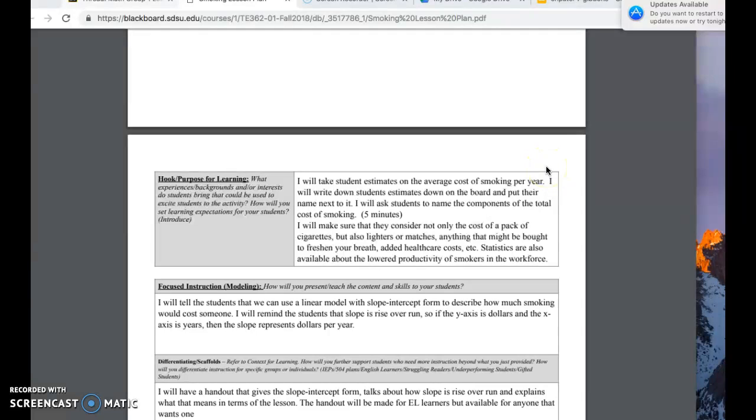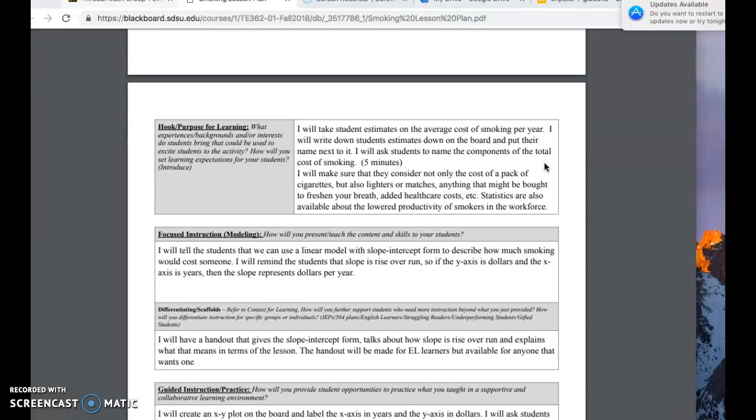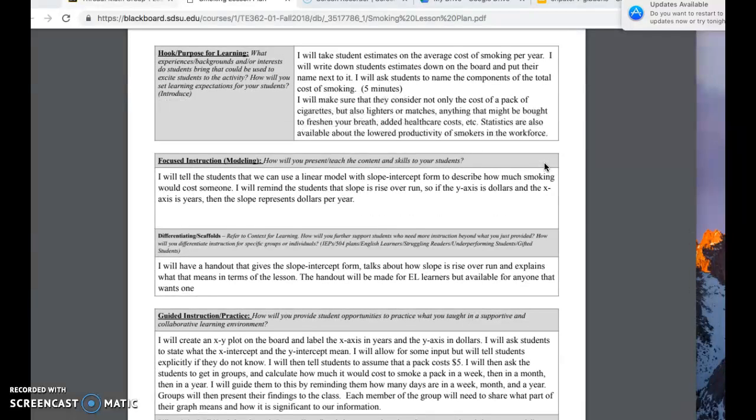So we're going to start this out by asking students to estimate the average cost they think it costs to smoke per year. And then we're going to give them our own graph to create. So what we're going to do is first review Rise Over Run, and then we're going to say, okay, the x-axis is the years in which you're purchasing smoking, and the y-axis, which is the dependent variable, is the cost.